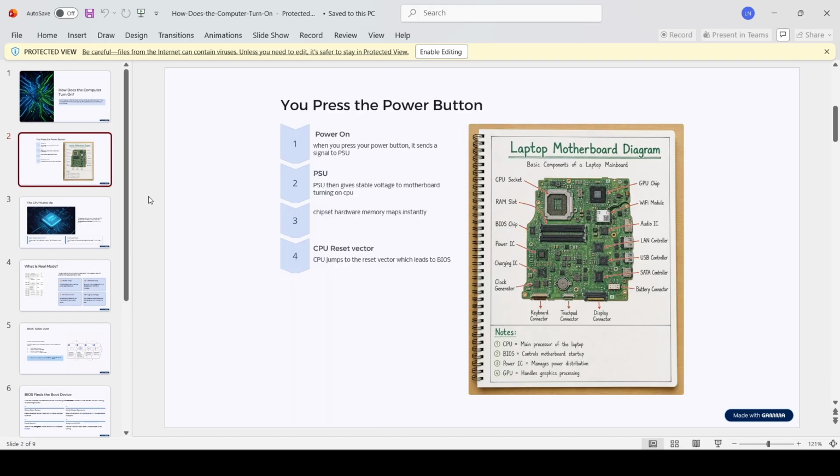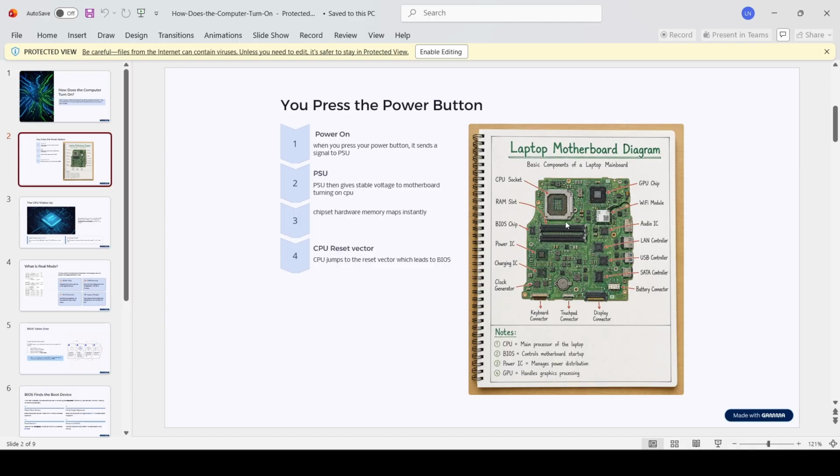Whenever you turn on your PC, you press the power button, right? Whenever you press the power button, it sends a power signal to the PSU. PSU stands for power supply unit, and the power supply unit, getting that signal, sends a stable voltage to the motherboard, and the motherboard has the CPU, so it turns on the CPU. On the right section, I have also shown you the motherboard.